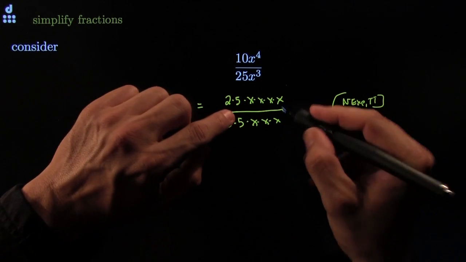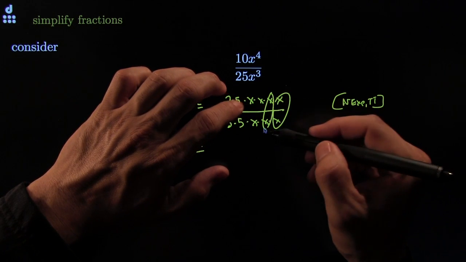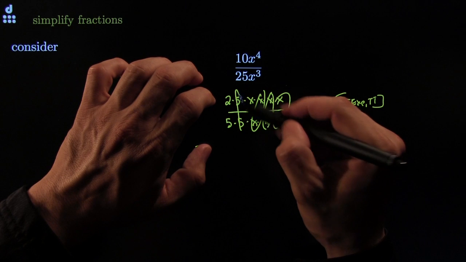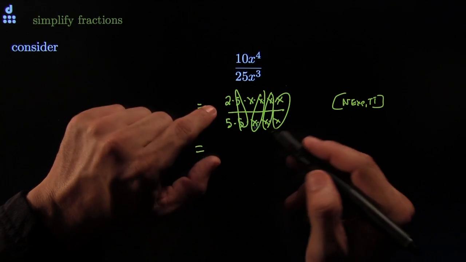And now I can see exactly what's common. I have an x that's common. I have another x that's common. I have another x that's common. I have a 5 that's common. And I believe that's the greatest common things that I have. There's nothing else that's common.